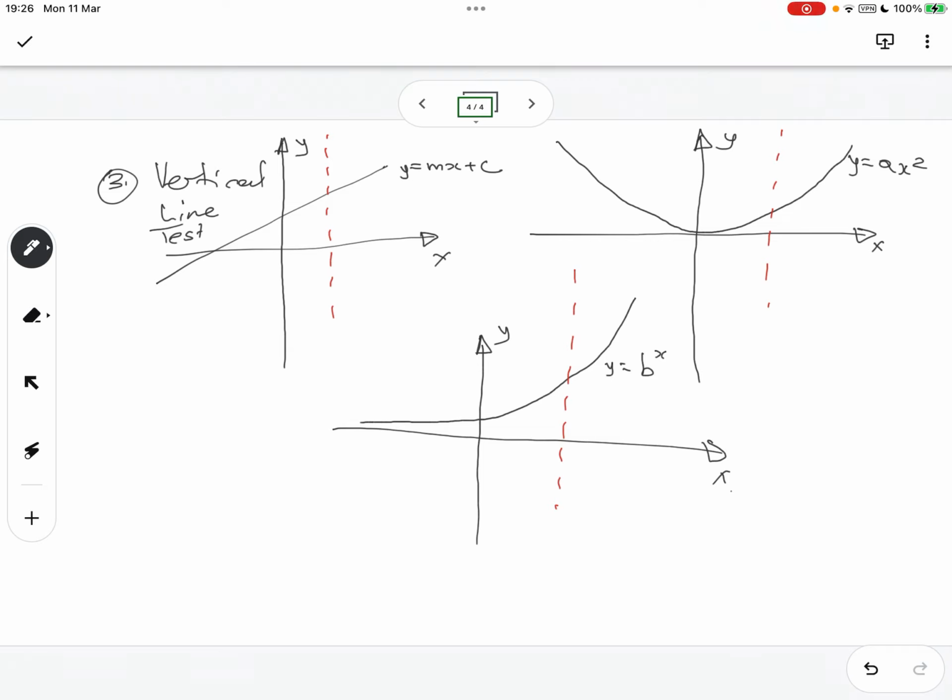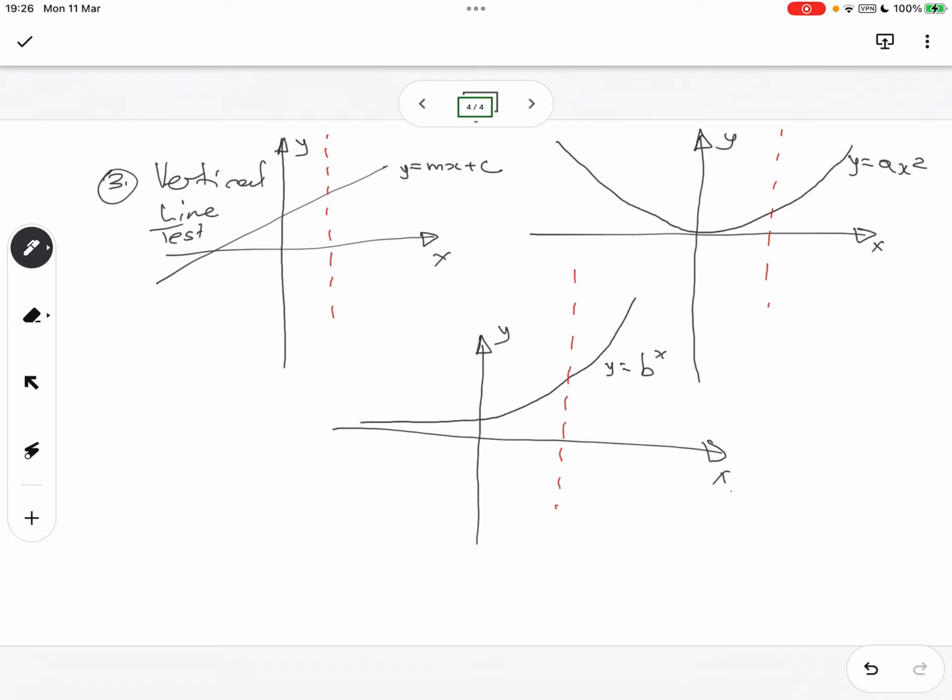But you will see as we carry on with this chapter that there will be some graphs where the vertical line test is failed unless we specify certain conditions to make that a function that passes the vertical line test. But we will get through that.